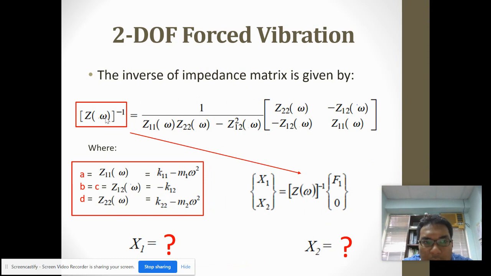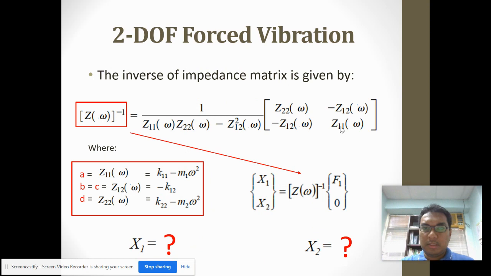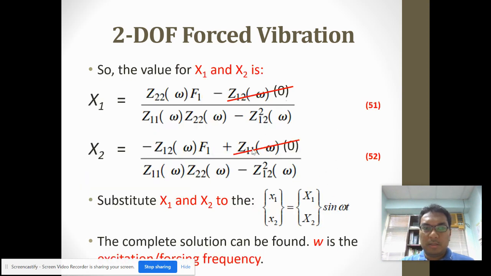Okay, so you already have this detail, and this part is multiplied by this f1, so z22 multiplied by f1 here, so minus z12 multiplied by 0, so this we can slash out, okay, the below part remains like this. Also for the below part, you can minus z12 multiplied by f1 here, and plus here z11 multiplied by 0, okay. So finally you will get in this form x1 and x2, okay.